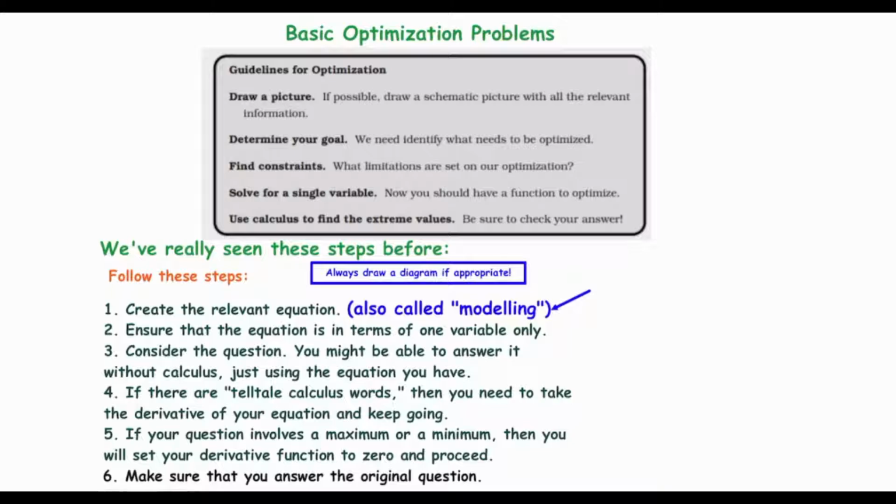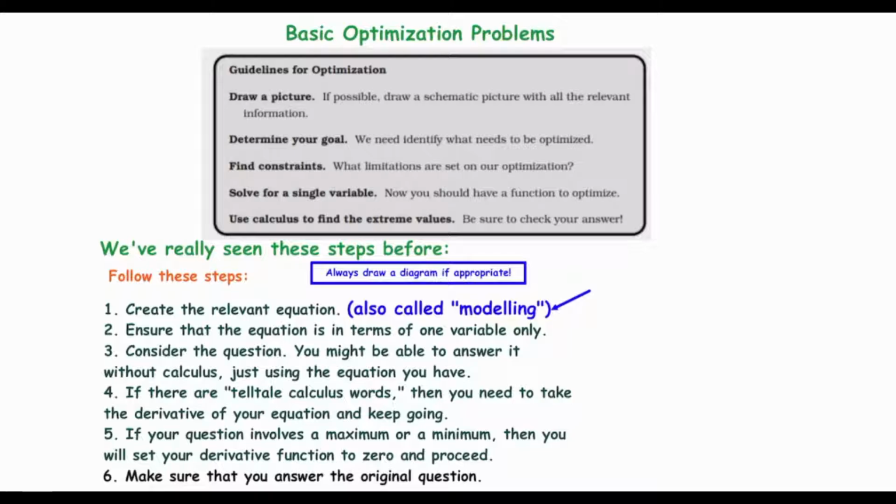Guidelines for optimization. First of all, basically optimization, the idea is that we want to find some maximum or minimum value. We're going to have some situation where I want to maximize profit or minimize cost, or maximize the area. What is the biggest fenced in area or box I can design while using a minimum amount of material? And let's just take a look at how we approach those kind of questions.